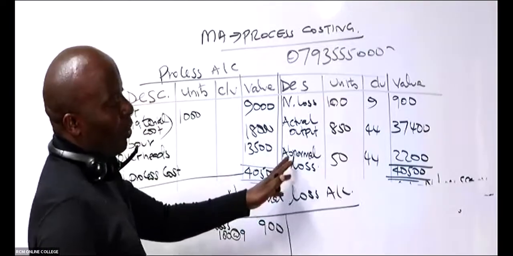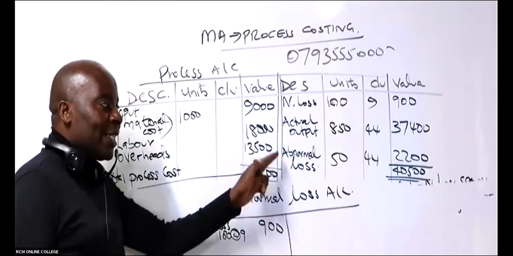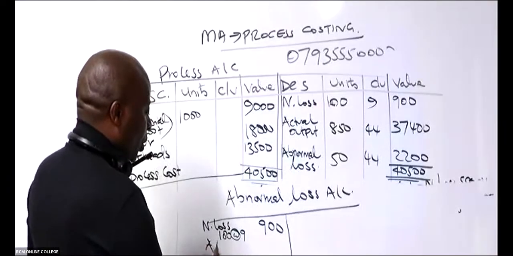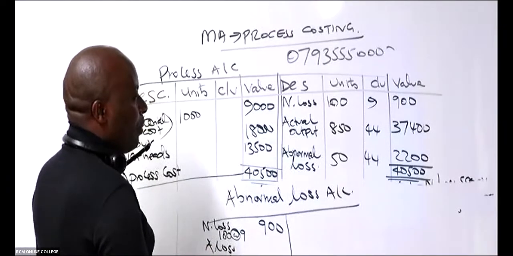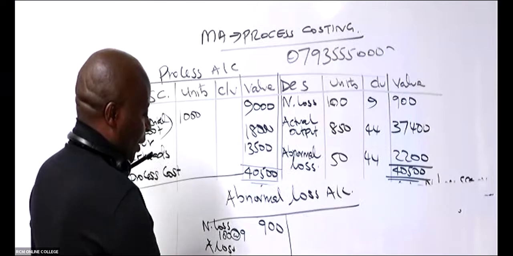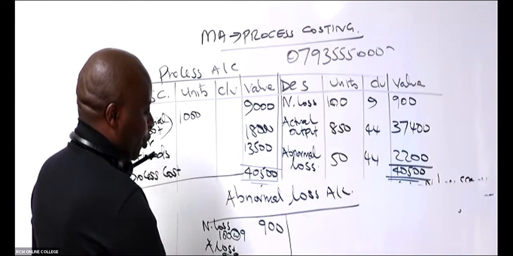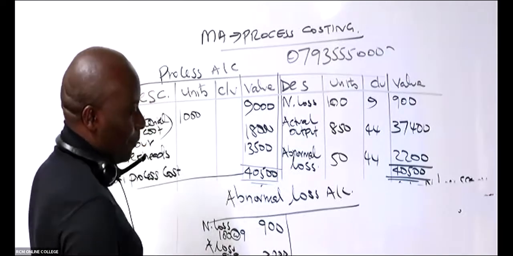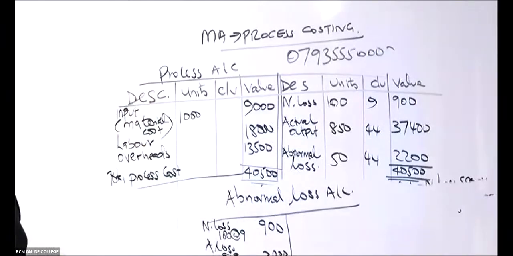And then we have abnormal loss, which was credited here. So again, we debit it here. So abnormal loss, I can see 50 at 44, giving me 2,200.